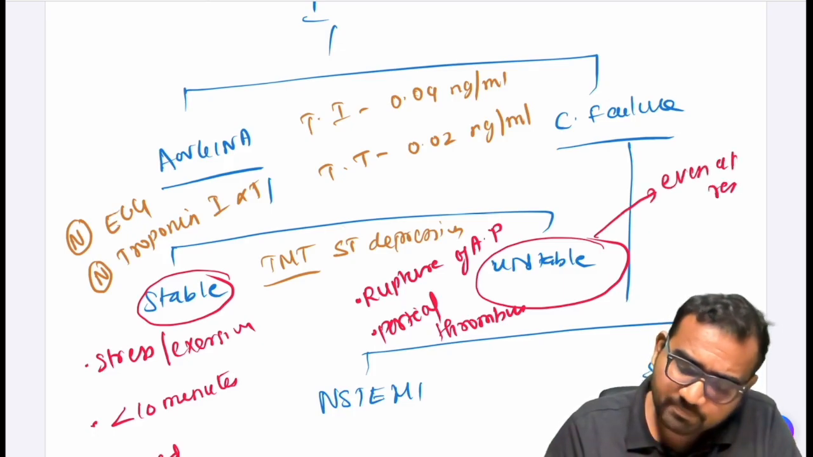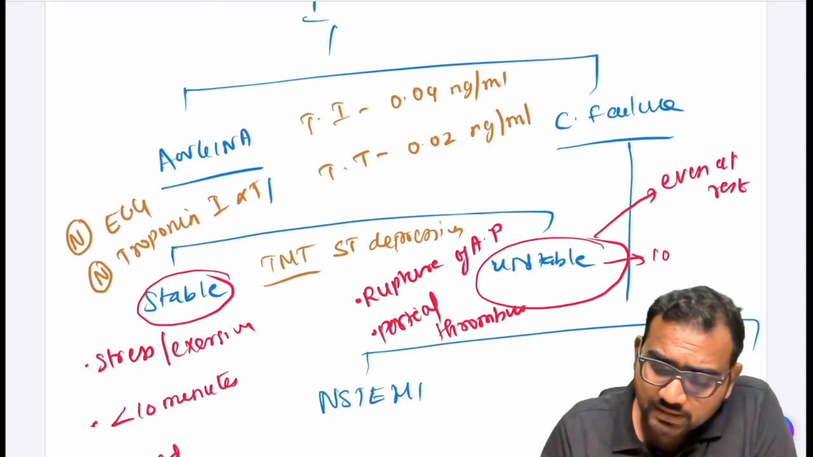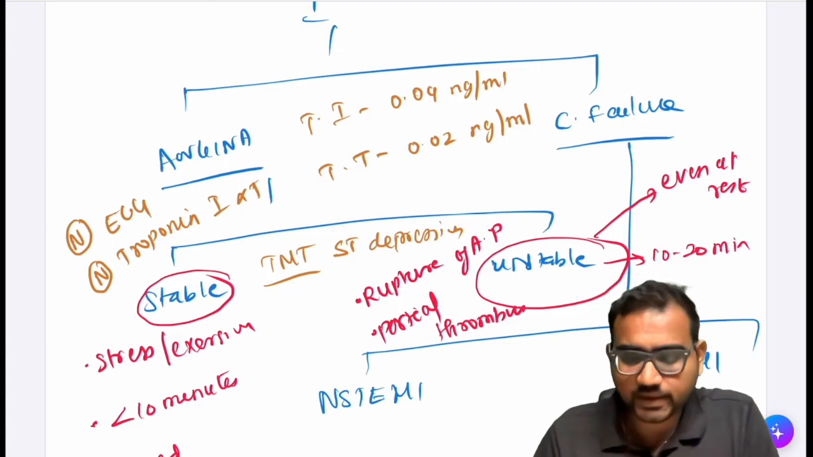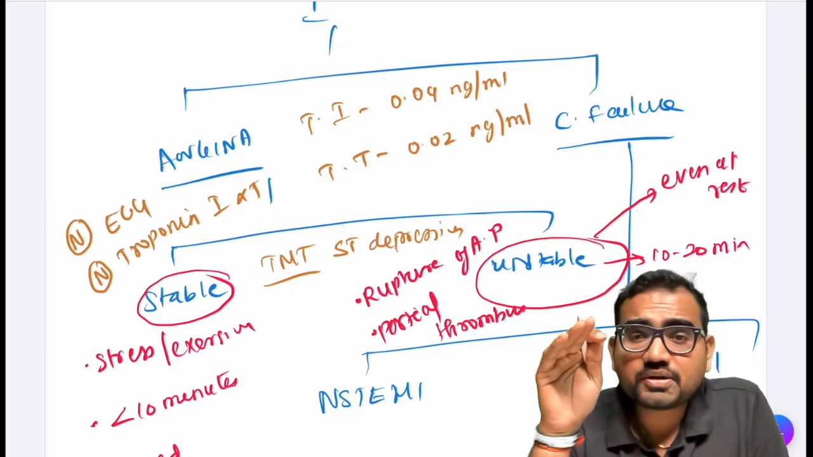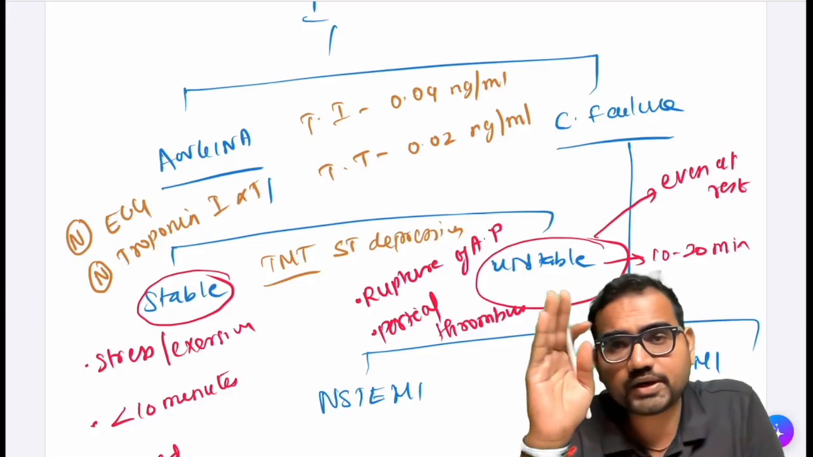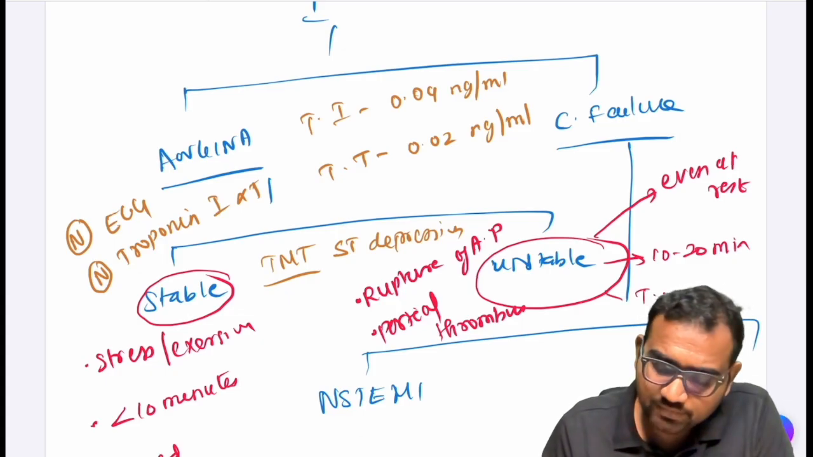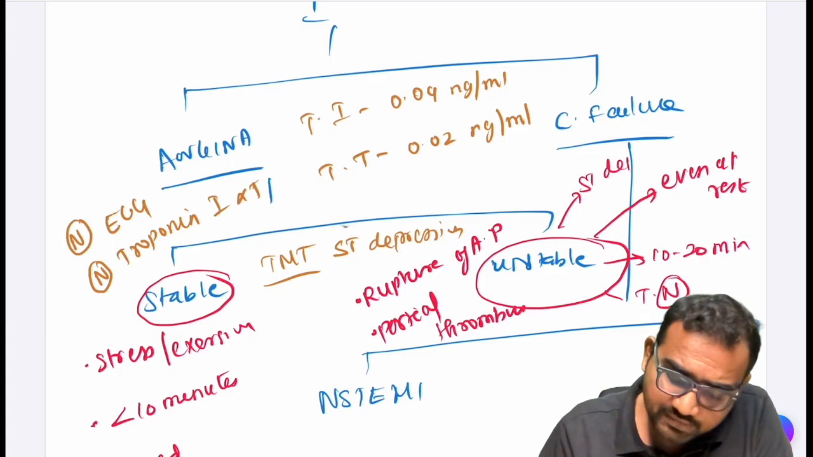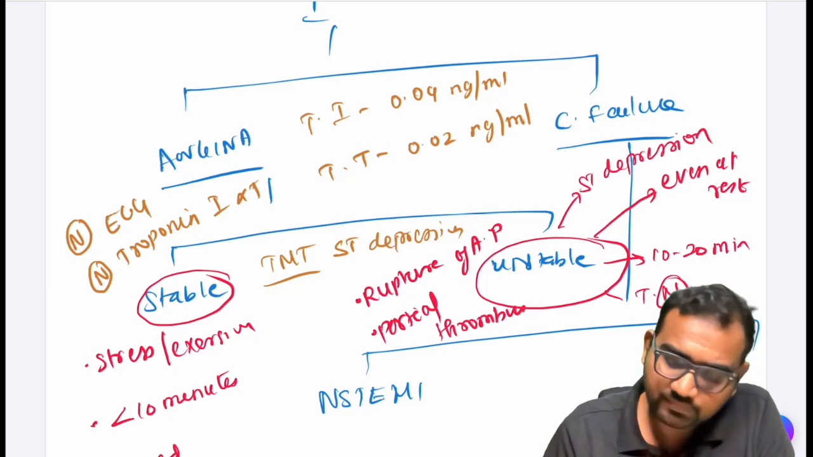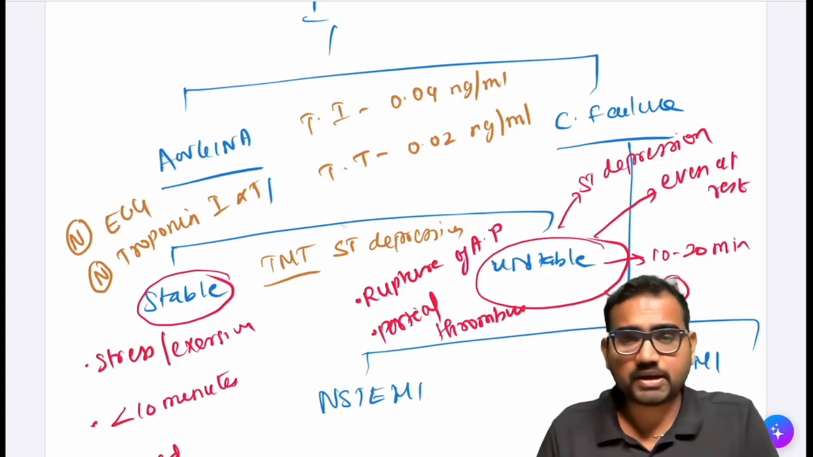So these patients will have pain even at rest. The pain will last around 10 to 20 minutes. If they take rest, it will not subside. It will last at least 10 to 20 minutes. Similarly for these patients, the troponin values will be normal and there will be ST depression. ST depression will be seen. This is about unstable angina.